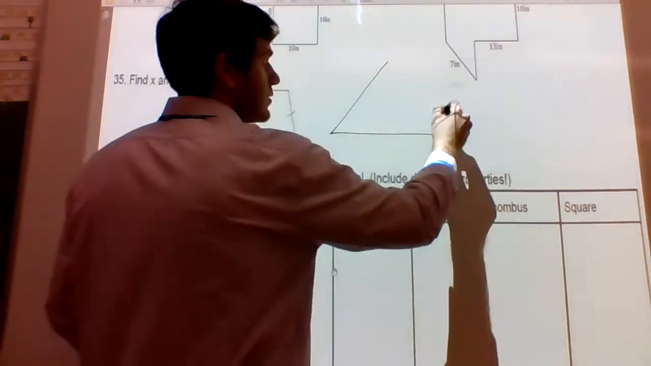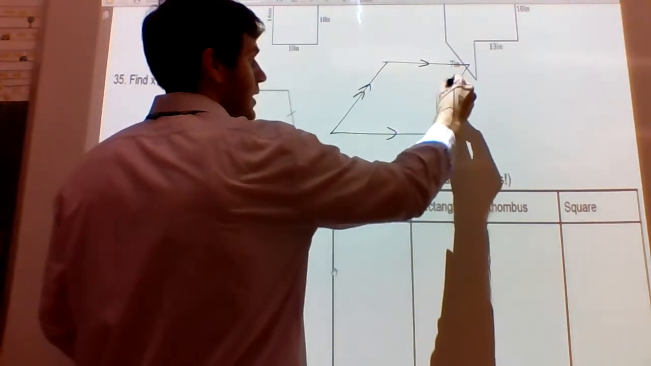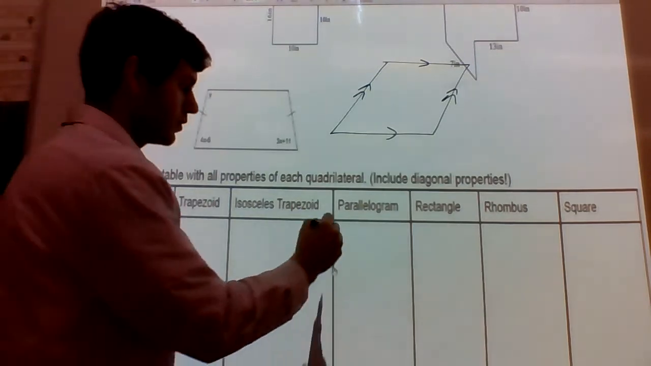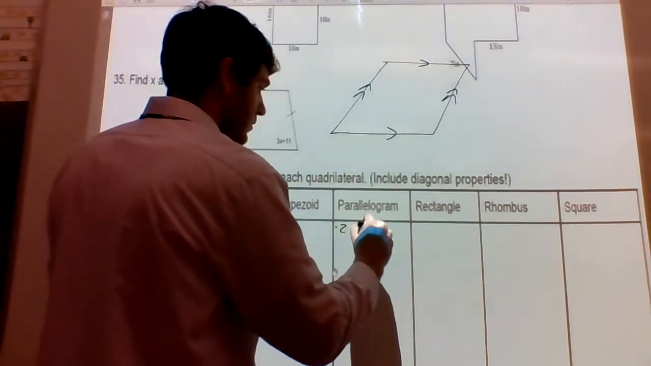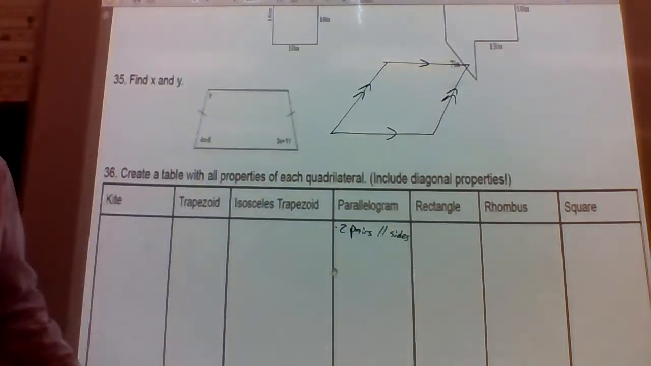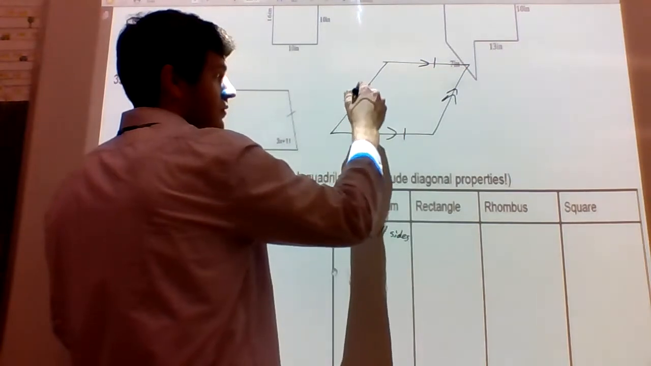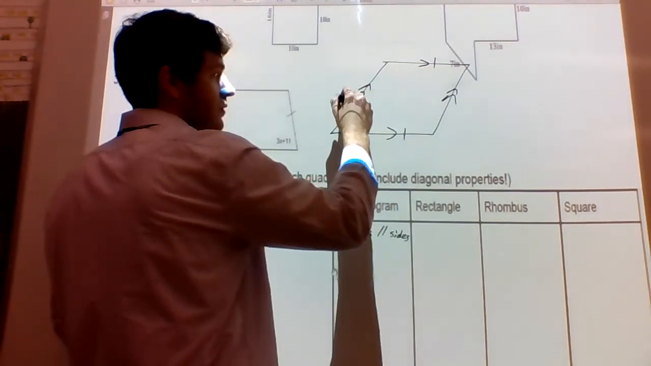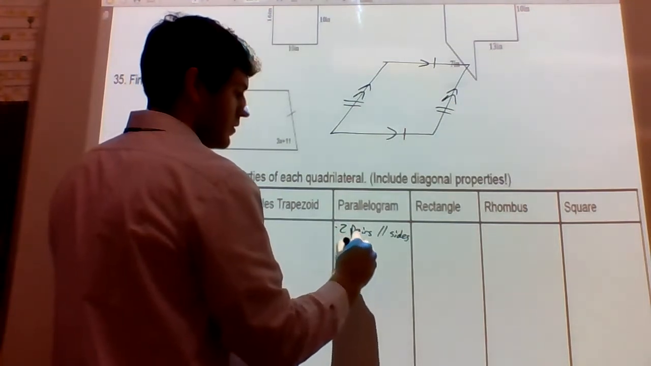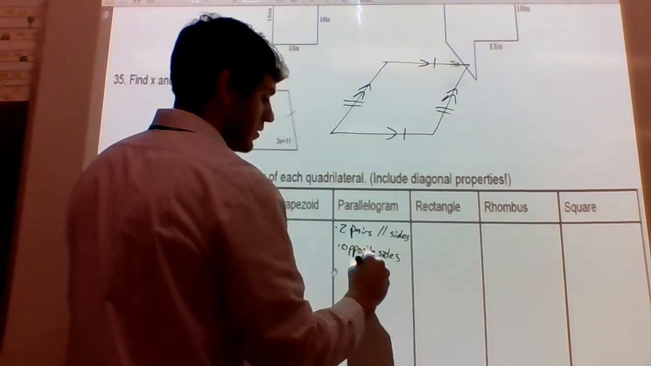Okay. So here's a parallelogram. Here's our first property. We have 2 pairs of parallel sides. Okay. We have 2 pairs of congruent sides. Right? Opposite sides are congruent.